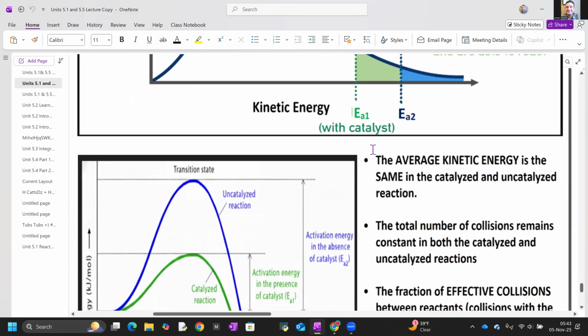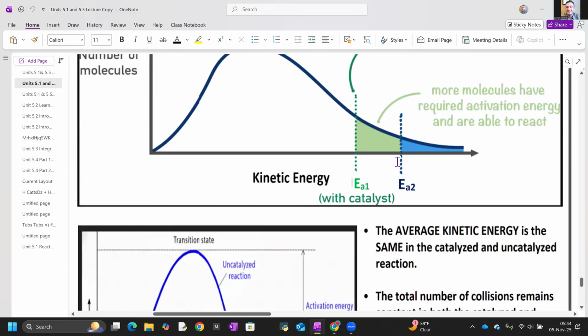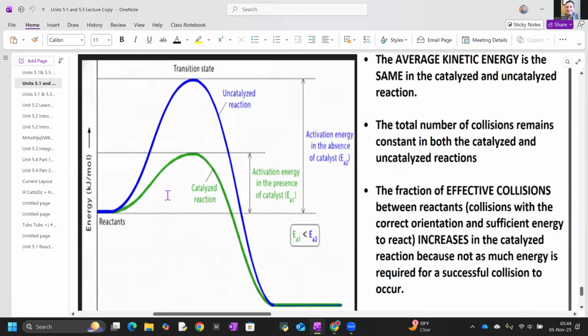But if we look at the same Maxwell-Boltzmann distribution, and again, I told you we can look at this in two ways. We can look at this in an energy diagram as well. And this is a more common look. But what we see is the energy of activation of the uncatalyzed reaction is very high. And so in order for this reaction to take place, the reactants would need this much energy. And so in the presence of a catalyst, they only need this much energy. So the amount of energy needed for a successful collision is lower in the presence of a catalyst.